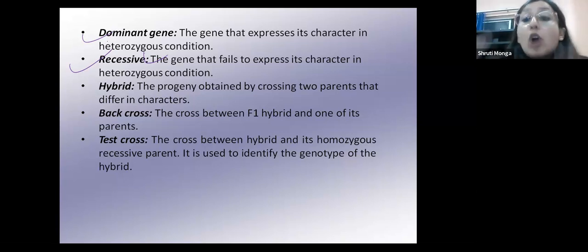Okay, dominant means the one, the character which gets expressed in a generation. ये ज्यादा क्लियर आपको अभी तब होगा जब हम क्रॉस करेंगे. For now, just understand the meaning of dominant. Dominant means the one, the character which gets expressed, right?